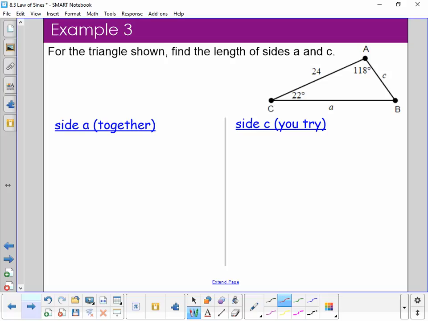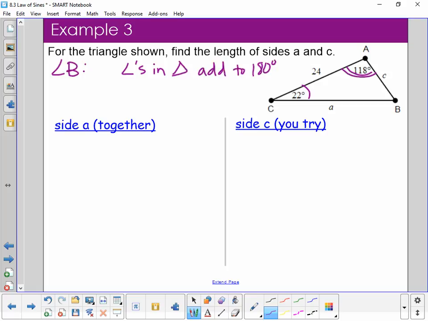Okay, for this triangle, here's how we're going to start. For this triangle, we need to find the lengths of side A and side C. Well, for this triangle, you might notice that we know angle C and we know angle A. Well, if we know angle C and angle A, we can quickly and easily find angle B. The angles in a triangle add to 180.